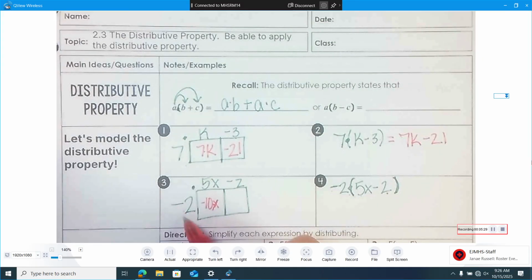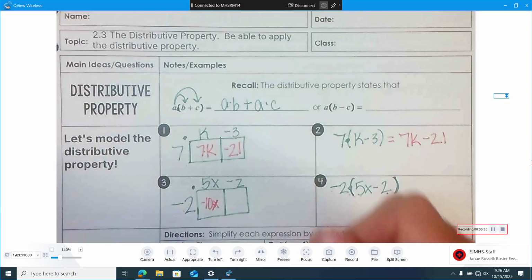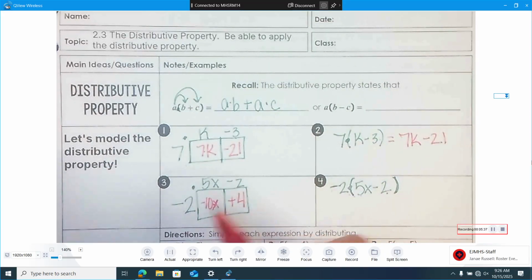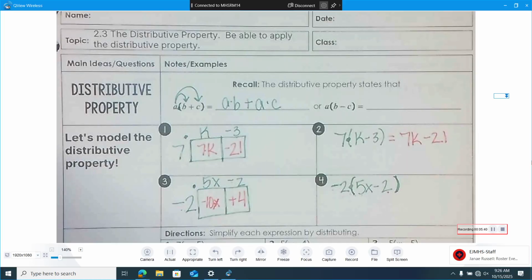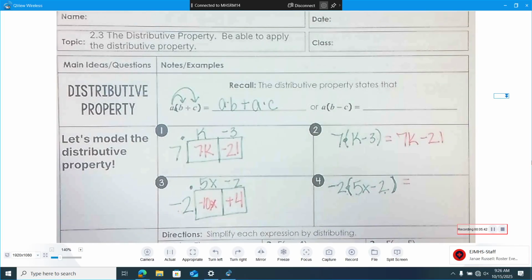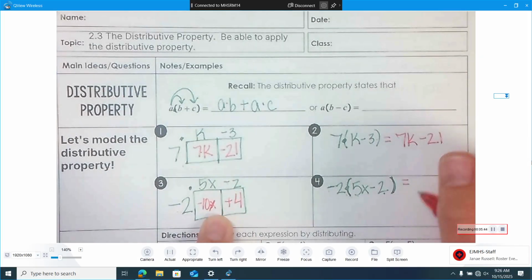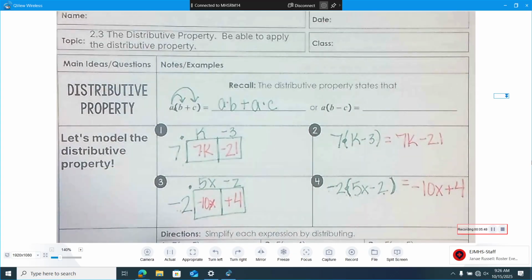Then we have negative 2 times negative 2. What's negative 2 times negative 2? 4. Positive 4. Negative times negative is positive. 2 times 2 is 4. And that is our answer, the inside area here, negative 10x plus 4.